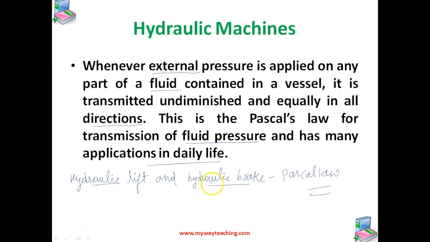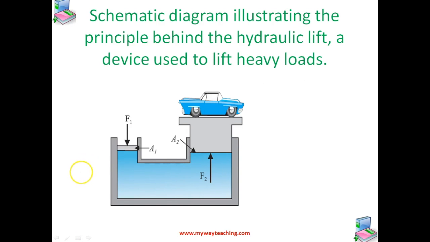In a hydraulic lift, as you can see in the figure, the two pistons are separated by a space which is filled with a liquid. A piston of a small cross section A1 is used to exert a force, that is F1, directly on the liquid. So this piston exerts a pressure on the liquid. That force is given by F1.